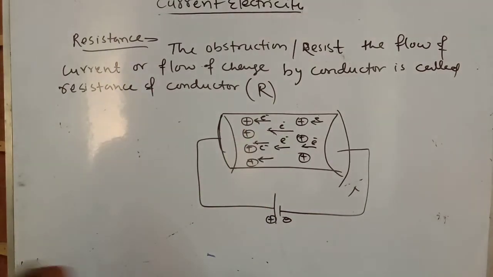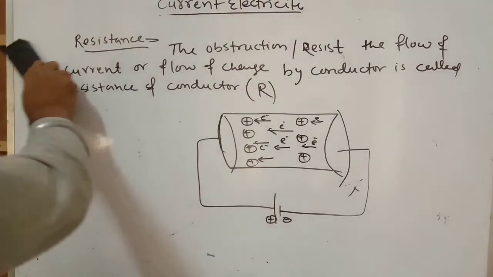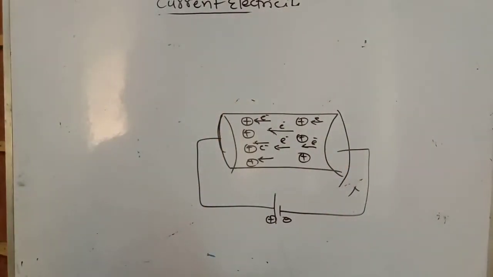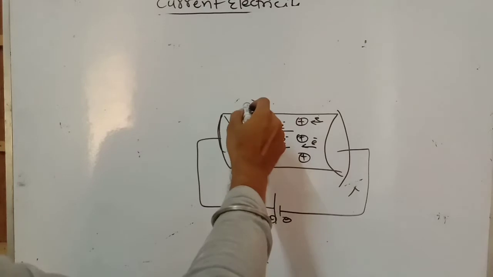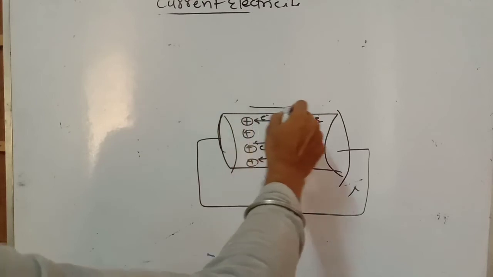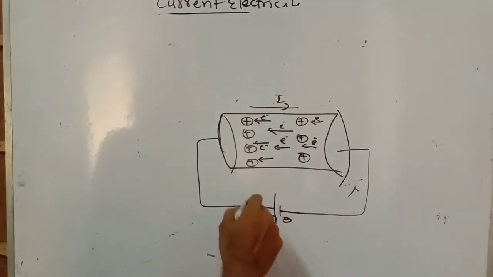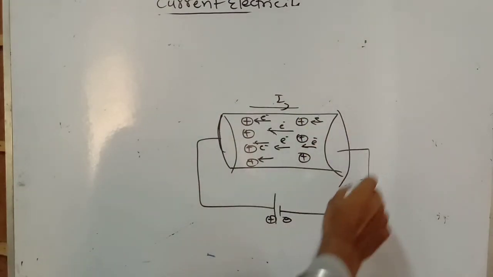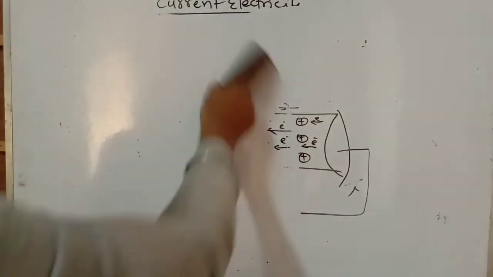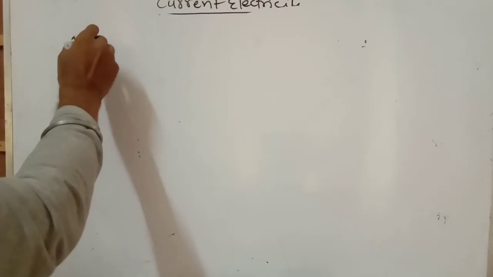Now, as already studied in class 9, the direction of current is always considered opposite to the direction of flow of electrons. So the direction of current is outside the cell from the positive plate to the negative plate, and inside from the negative plate to the positive plate. Now after that I am going to explain Ohm's law. That's very important. So now, Ohm's law.